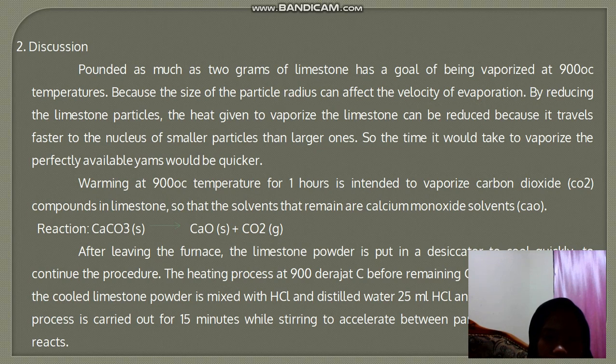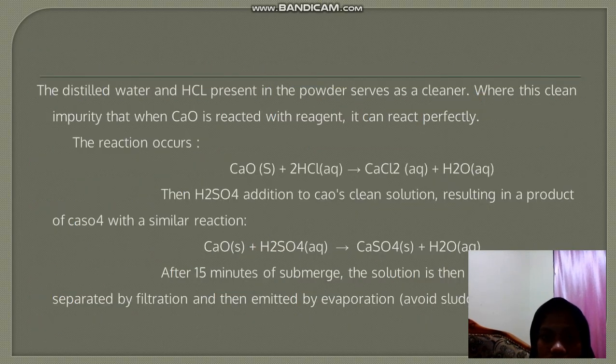Furthermore, the cooled limestone powder is mixed with HCl and distilled water, 25 ml HCl and 50 ml aqueous. This process is carried out for 15 minutes while stirring to accelerate contact between particles so that it reacts faster. Distilled water and HCl serve as a cleaner, removing impurities, then the CaO is reacted with the reagent so it can react perfectly.